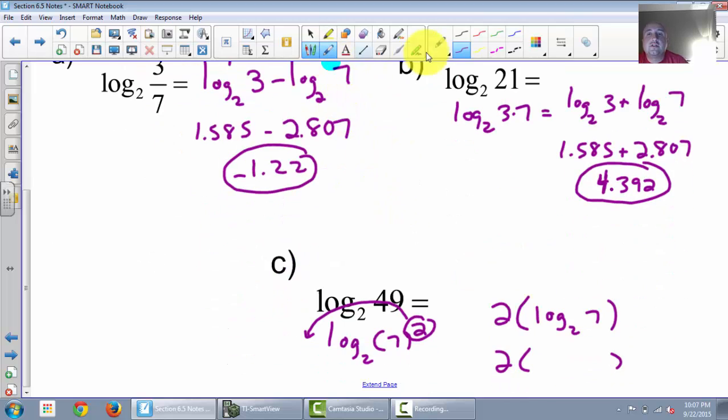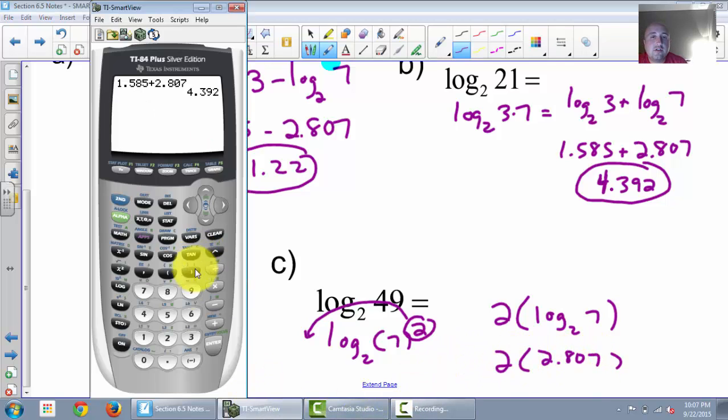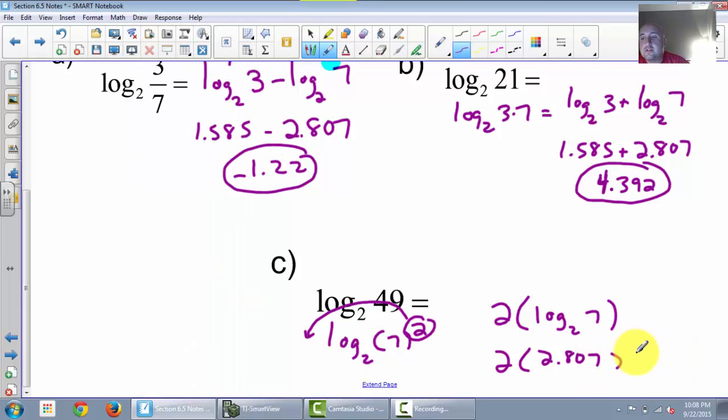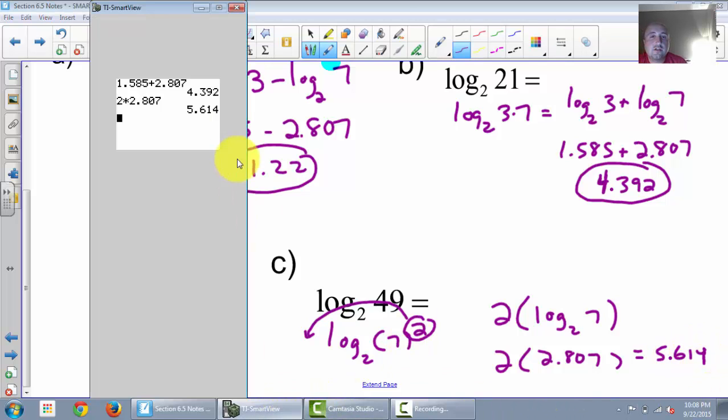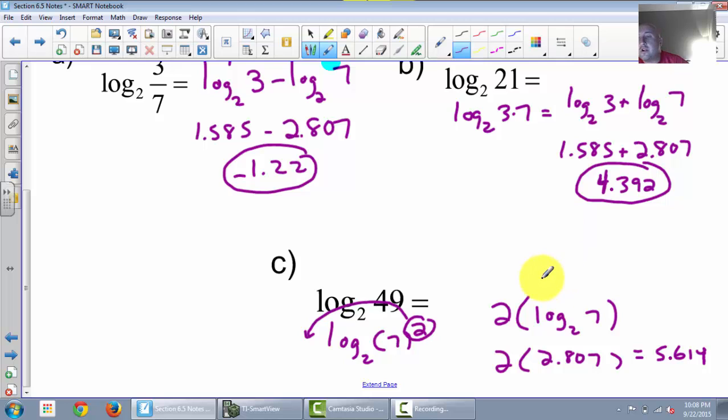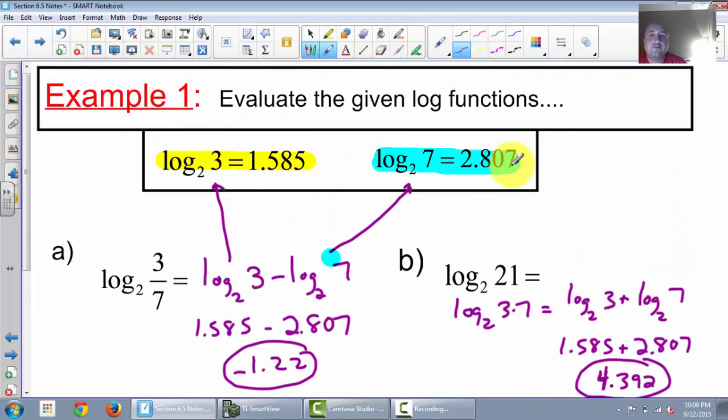So I'm going to plug in 2.807. And now I just do my multiplying. So 2 times 2.807 is equal to 5.614. So this is equal to 5.614. Just make sure I double check. Yep, 5.614. All right, and there are my 3 answers. Those are a little bit more difficult, but the idea is how we get what we're looking for out of the 2 pieces of information they give us.